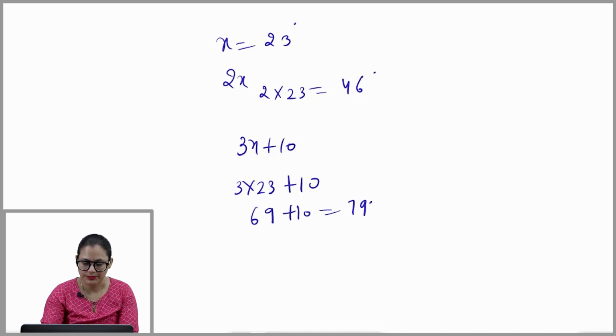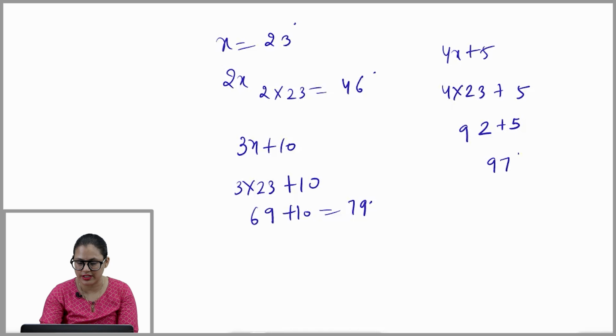Okay, next is 4x plus 5. 4 into 23 plus 5. 92 plus 5 is 97 degree. And the last one is 5x, that is 5 into 23. 5 3s are 15, 115.